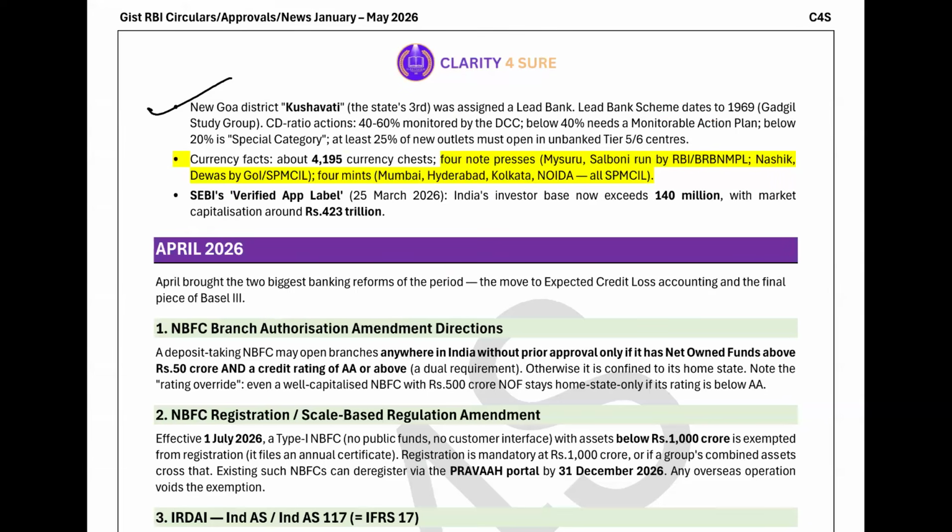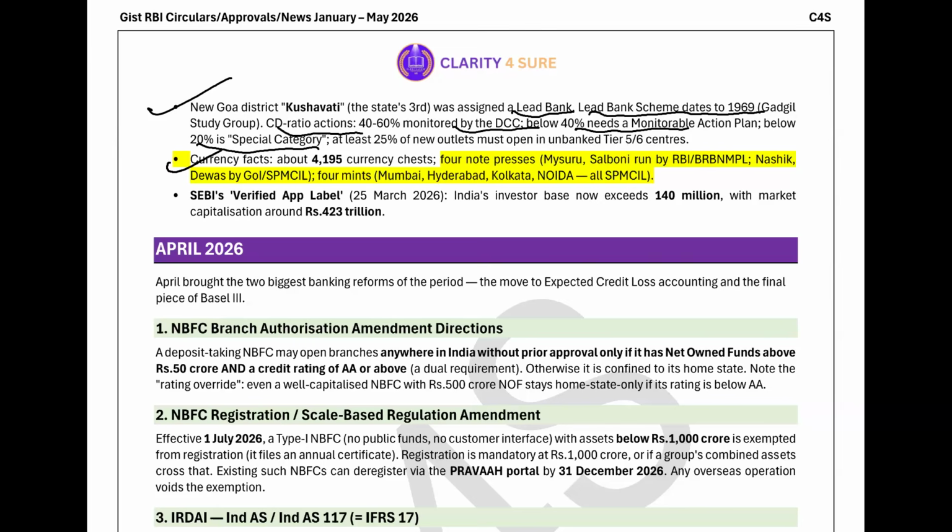New Goa district, that is Kushavati, the state's third, was assigned a lead bank. Remember this: the Lead Bank Scheme dates to 1969. Gadgil study group, I've already told you. CD ratios between 40-60% are monitored by the DCC. Below 40% needs a monitorable action plan. Below 20% is a special category, right? At least 25% of new outlets must open in unbanked Tier 5 and 6 centres.